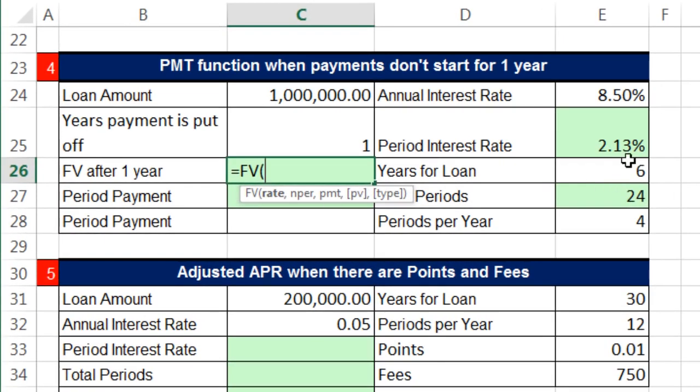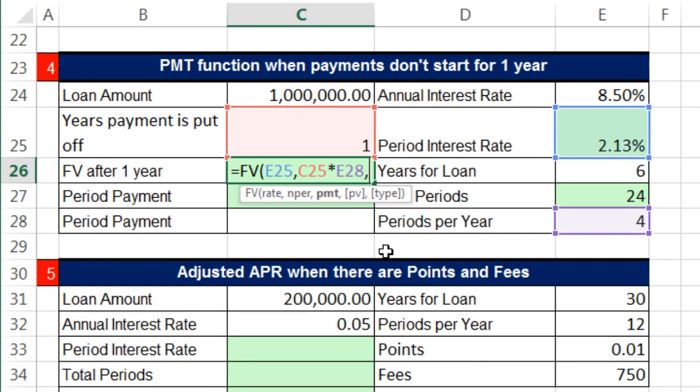The rate, well, the period rate is 2.13%, comma, total number of periods. Now, I'm going to be careful here. I know it's 4 because it's only 1 year, but I'm not going to click there. I'm actually going to say total number of periods is 1 year times 4. That way, for this template, if I come back later and in that cell I put a 2, which means we put the payments off for 2 years, this formula will calculate correctly with the total number of periods. So the total number of periods is just 1 times 4, which is 4.